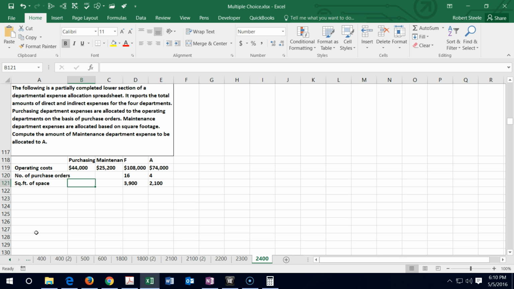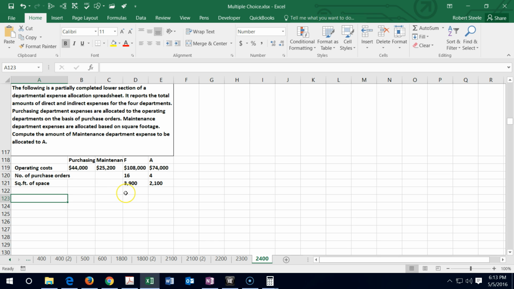Next one says the following is a partially completed lower section of a department expense allocation spreadsheet. It reports the total amounts of direct and indirect expenses for the 4 departments. Purchasing department expenses are allocated to the operating department on the basis of purchase orders. Maintenance department expenses are allocated based on square footage. Compute the amount of maintenance department expenses to be allocated to Department A.